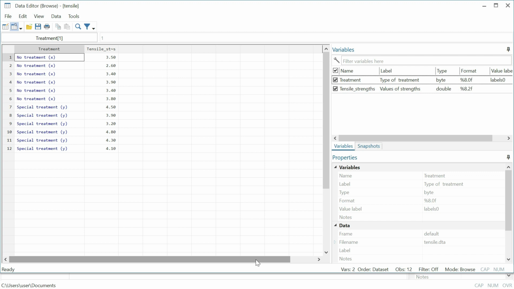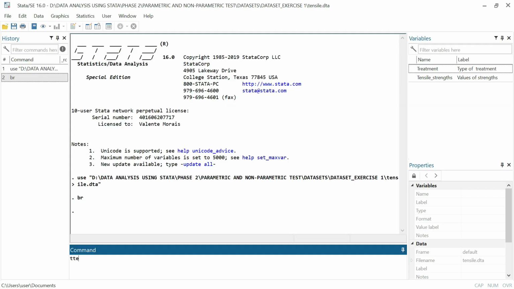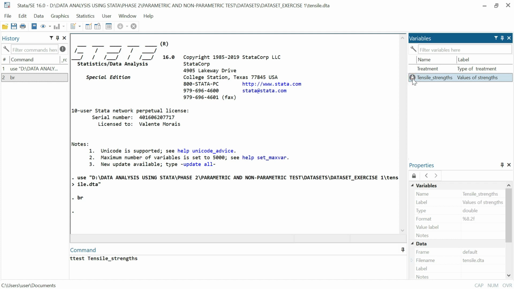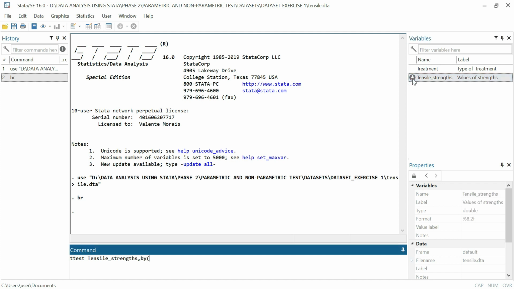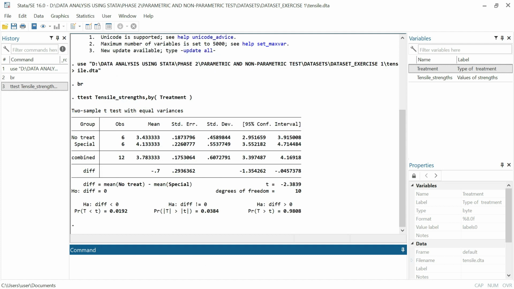We can see that we have one group variable represented by the rods with treatment and the rods without treatment. The second variable represents the tensile strengths, or the values of the tensile strengths. Let's perform the parametric test. T-test, then the tensile strengths by the group variable, which is treatment. And voila, how can we interpret these results?